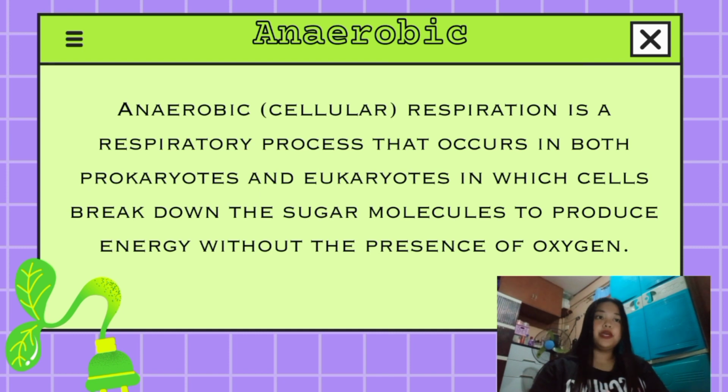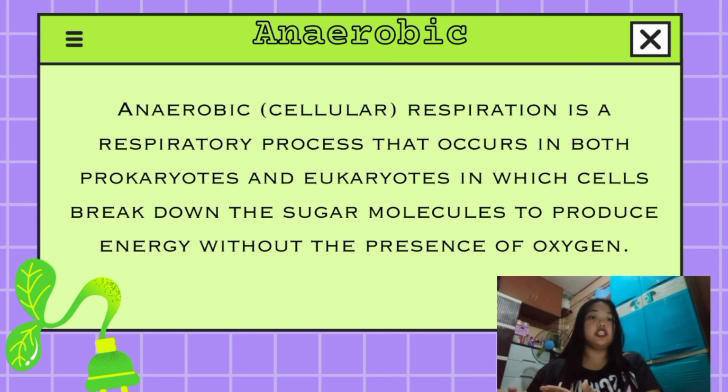while anaerobic cellular respiration is the respiratory process that occurs in both prokaryotes and eukaryotes, in which cells break down sugar molecules to produce energy without the presence of oxygen. Anaerobic respiration, which is without oxygen, takes place within the cell cytoplasm. It releases less energy but more quickly than aerobic respiration. Anaerobic respiration in microorganisms is called fermentation, which will be discussed later.